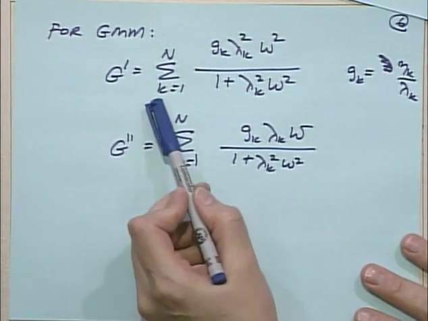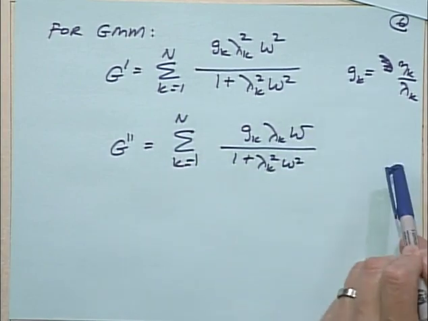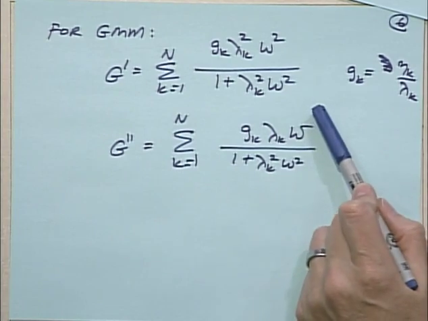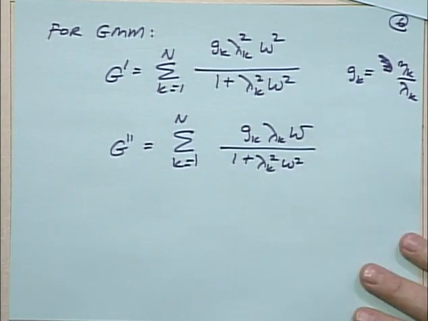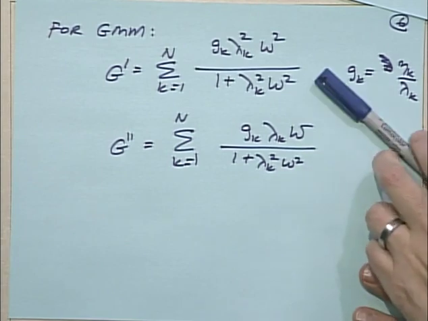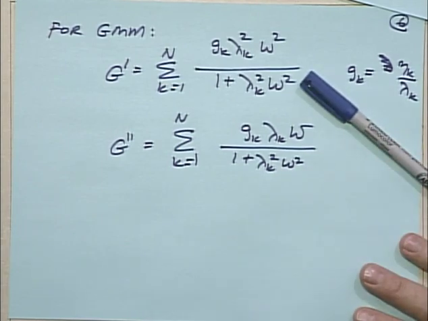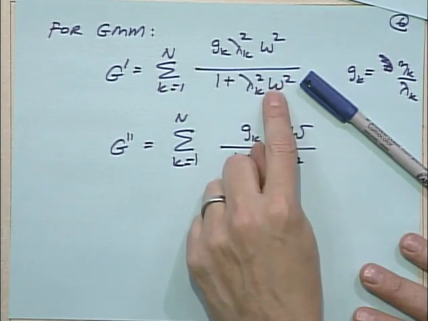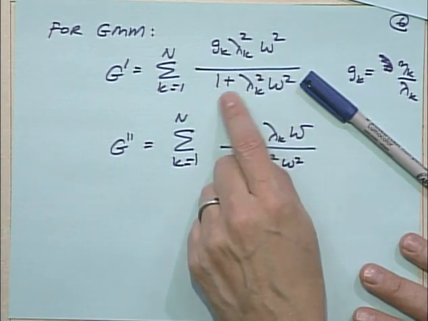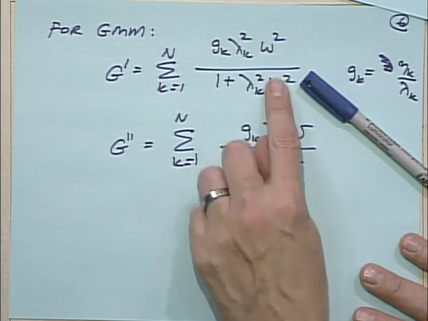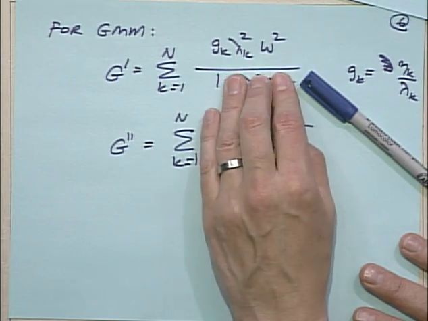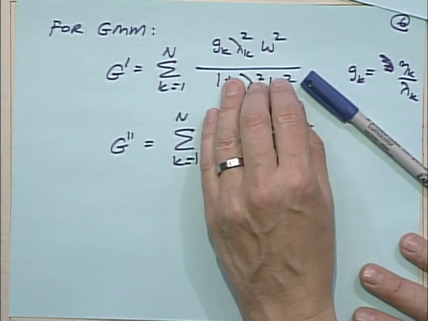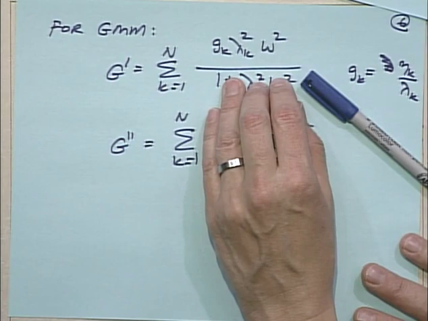Can you tell me, as omega goes to 0, what does this function approach? What does this G prime approach? As omega goes to 0, this becomes very small with respect to 1. The denominator becomes 1, so it becomes the numerator, right? So with respect to omega, G prime goes like omega squared. Does that sound familiar? Okay.